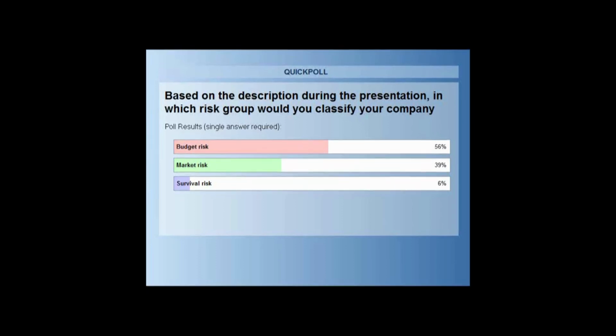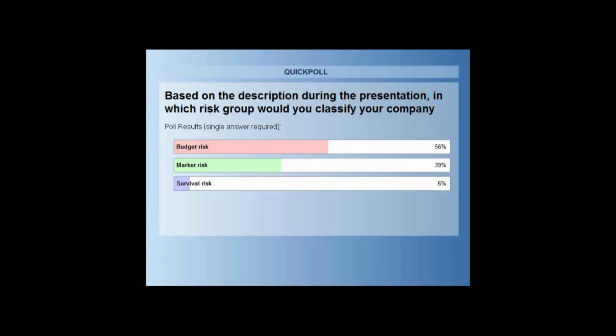Okay, thank you. Pretty interesting results here from the poll that we asked you. So we did ask you indeed if you classified your company as being more budget risk, market risk, or that middle category, the hardest one to be quite frank, survival risk.